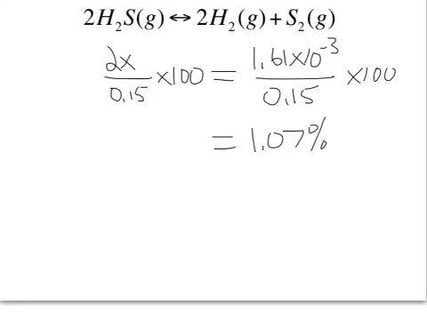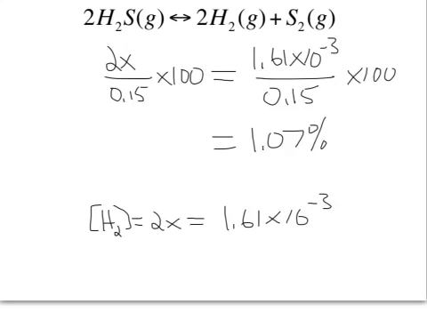Remember, the problem asked us to solve for the hydrogen concentration, and the concentration of H2 was equal to 2x, and 2x is 1.61 times 10 to the minus 3 molar.